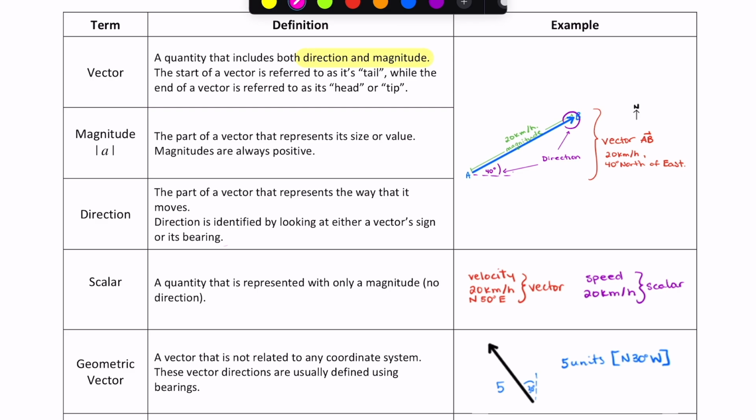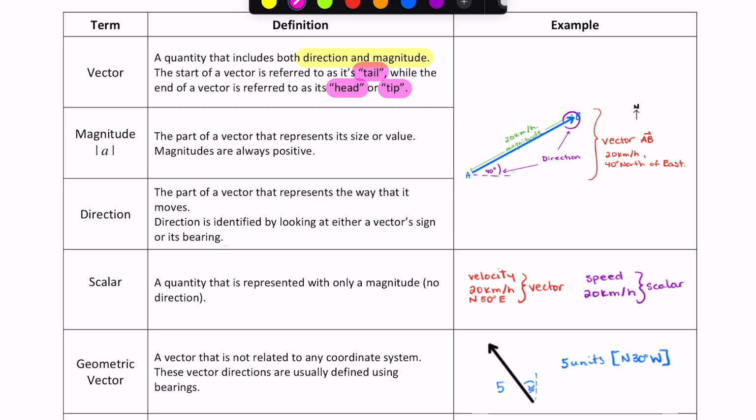The start of the vector is referred to as its tail, while the end of the vector is referred to as its head or tip. And this will become important when we're looking at how to calculate vectors and understanding where the tail and the tip or the head is.